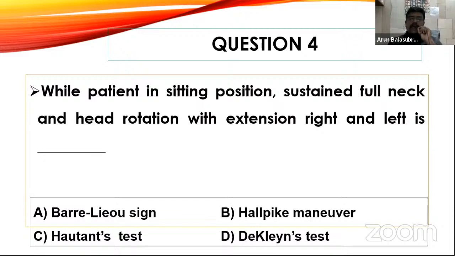Whereas the Barry Lewis sign is asking the patient to do the same position with side flexion. Halpex maneuver is the same position where the patient just does full neck and head rotation. No extension, nothing. Only this will cause vertebral artery symptoms. So that is Halpex maneuver. For the Barry Lewis sign, instead of extension, you add the side flexion. With the extension it is Declin's test.